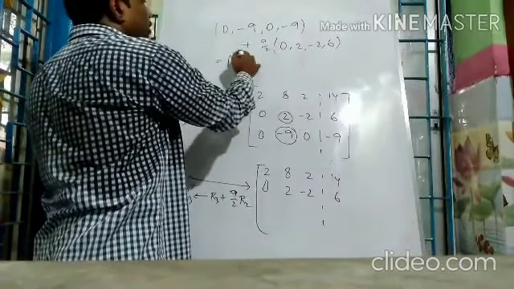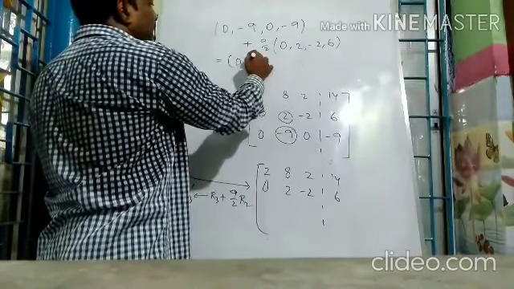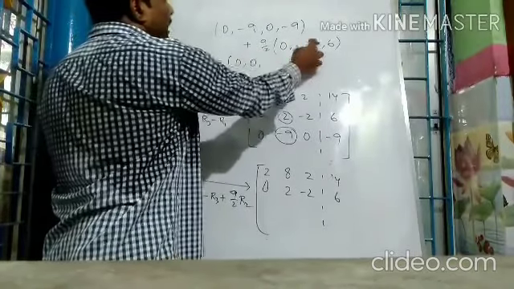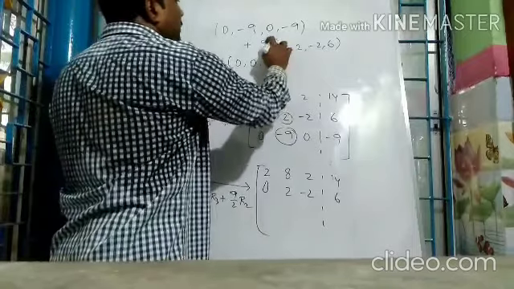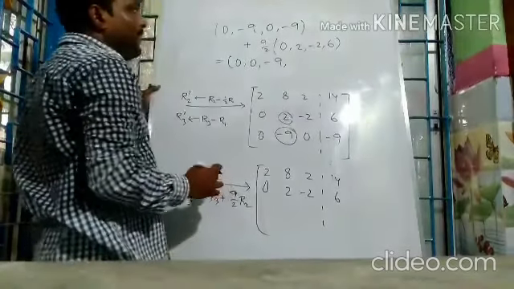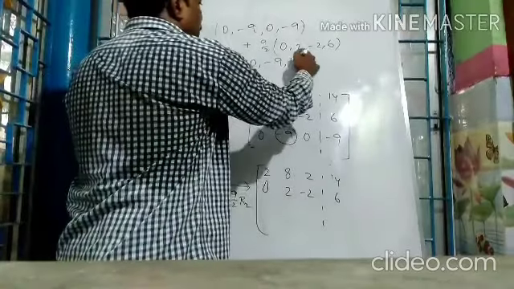It is 0 minus 9 plus 9, that is 0. Then 0 plus 9 by 2 into minus 2, it is minus 9. Minus 9 plus 9 by 2 into 6, that is 27. Minus 9 plus 27 is 18. Okay.